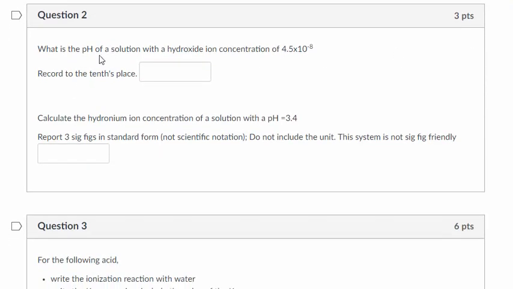Number 2, what's the pH of a solution with a hydroxide ion concentration of 4.5 times 10 to the negative 8? And it specifically says to record to the 10th place. So we're looking at 4.5 times 10 to the negative 8. So let's start there. So our hydroxide ion concentration is here.